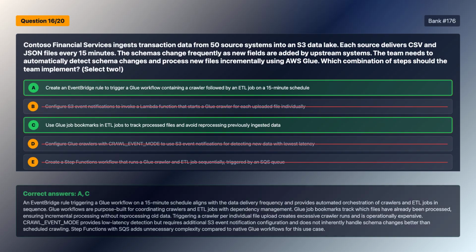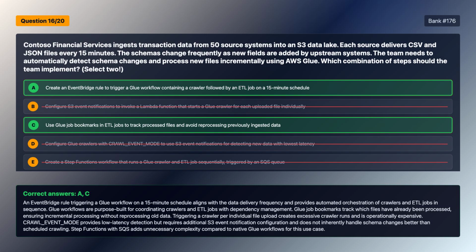The correct answers are Option A and Option C. An EventBridge rule triggering a Glue workflow on a 15-minute schedule aligns with the data delivery frequency and provides automated orchestration of crawlers and ETL jobs in sequence. Glue workflows are purpose-built for coordinating crawlers and ETL jobs with dependency management. Glue job bookmarks track which files have already been processed, ensuring incremental processing without reprocessing old data.